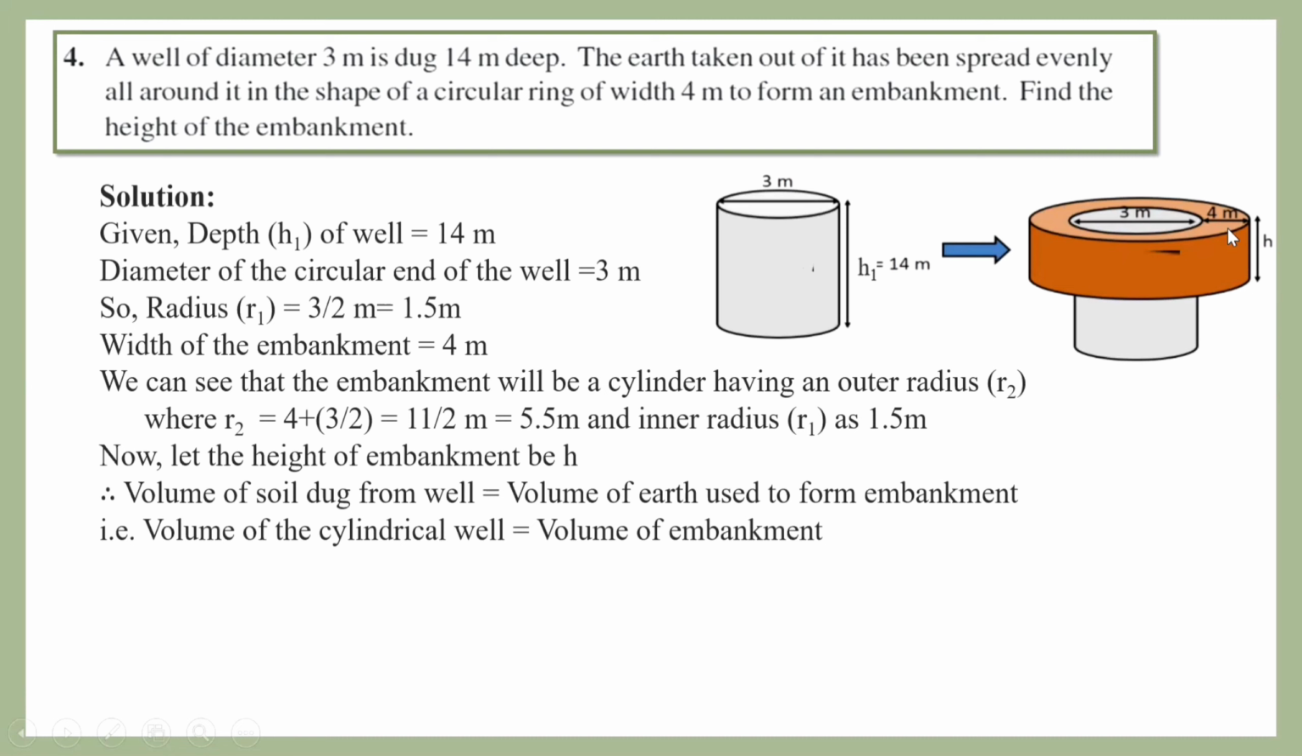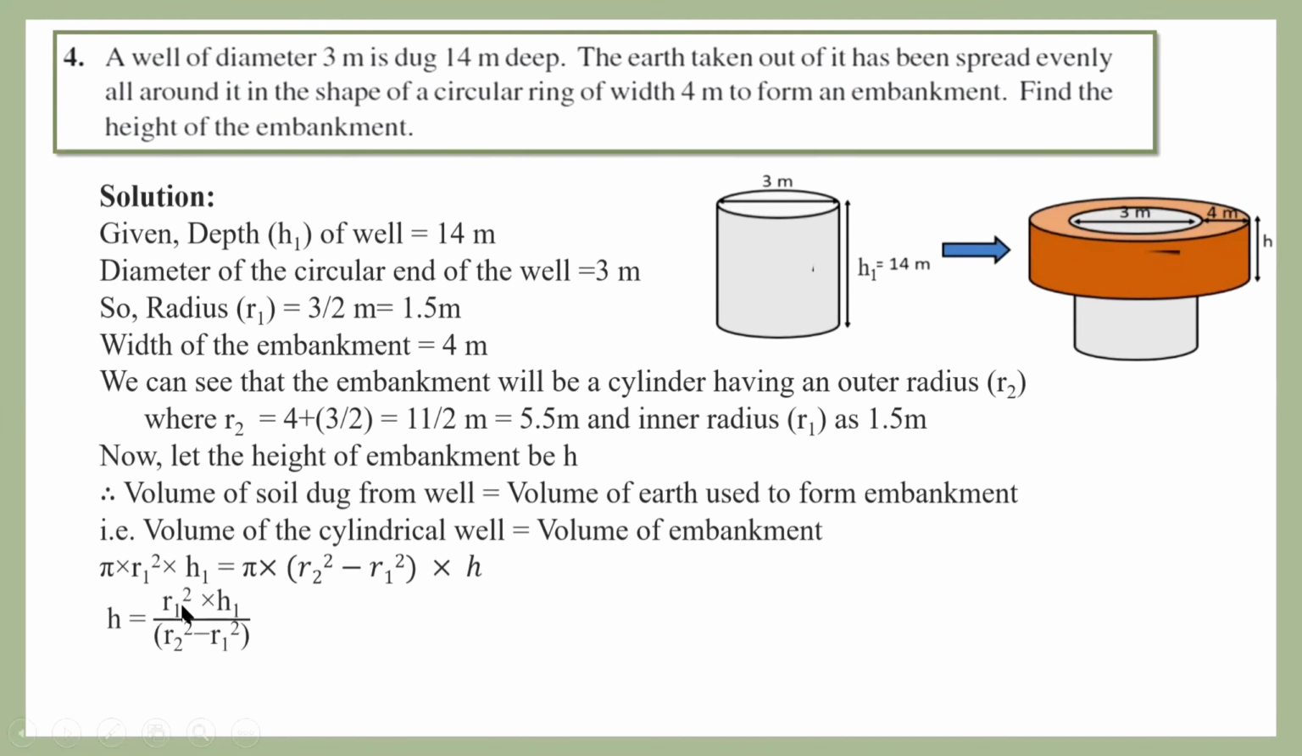So how much will that be? It will be equal to pi into R2 square H minus pi into R1 square H, right? If I take this pi and H common, I get pi into R2 square minus R1 square into H. Pi and pi will cancel out, and H will be how much? It will be equal to R1 square into H1 upon R2 square minus R1 square.